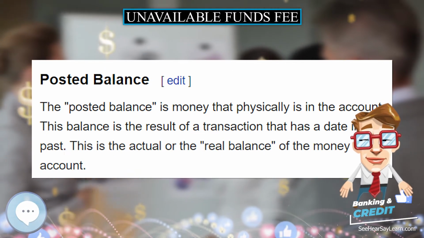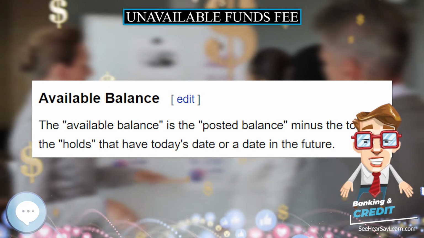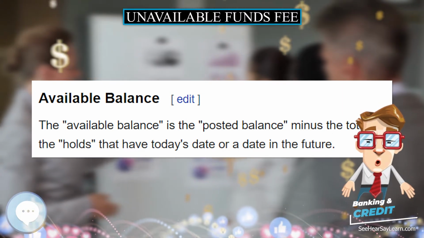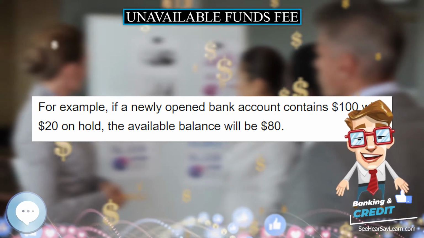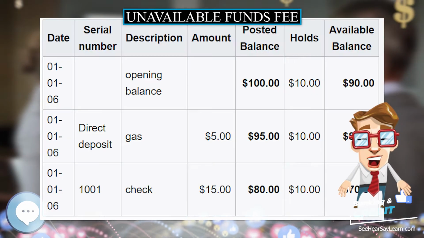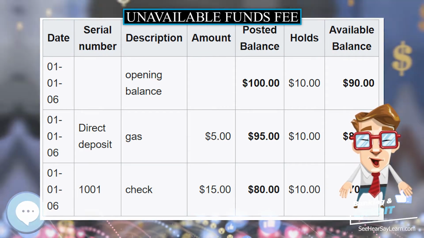Available balance. The available balance is the posted balance minus the total of the holds that have today's date or a date in the future. For example, if a newly opened bank account contains $100 with $20 on hold, the available balance will be $80.